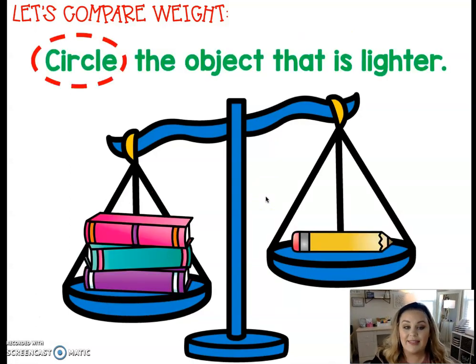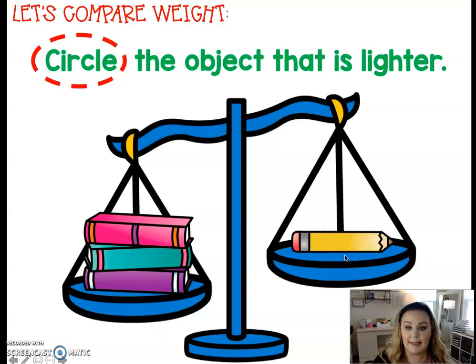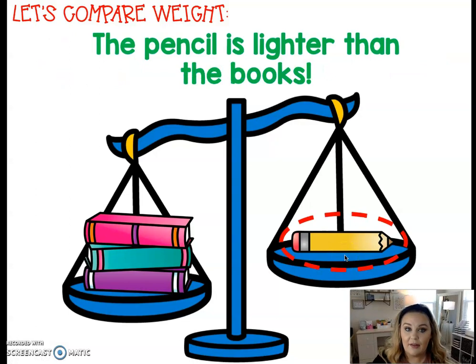Circle the object that is lighter. So which one of these is lighter? It weighs less. A stack of books or a pencil? Which one is lighter? Very good. The pencil. The pencil is lighter than the books.